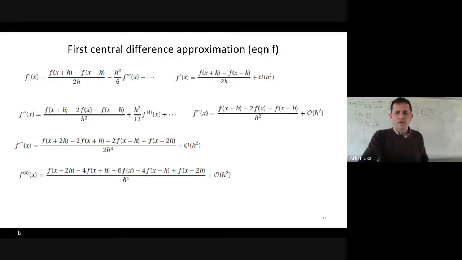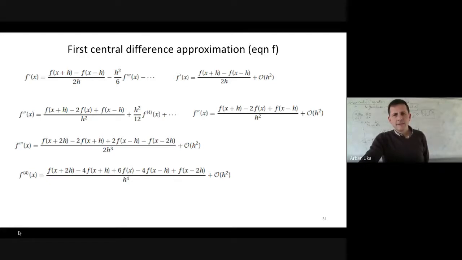And we can follow the same reasoning, and it looks like in all of these, the first, second, third, and fourth derivative, the error is always h squared. And notice the coefficients. What we care about here is that for the first derivative, we have 1, -1. For the second derivative, we have 1, -2, 1. Third derivative is 1, -2, 2, -1.